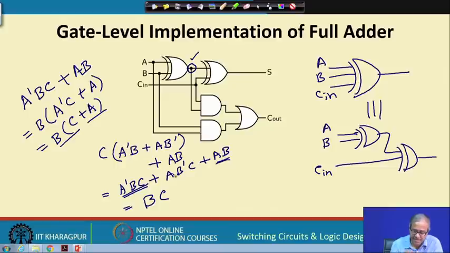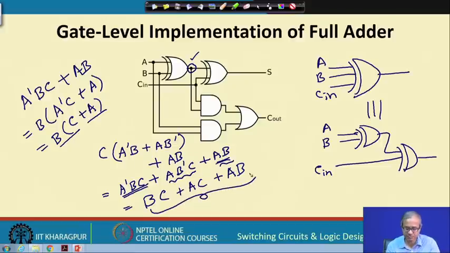So, exactly in the same way, this A B bar C and A B, if you combine, take A common, it will be B or C. So, it will be nothing but A C, and this A B is already there. So, you see you get the same expression for carry out. So, this is a simpler way using one extra gate and also smaller gate here, OR gate is also smaller, 2 input, right. Okay.